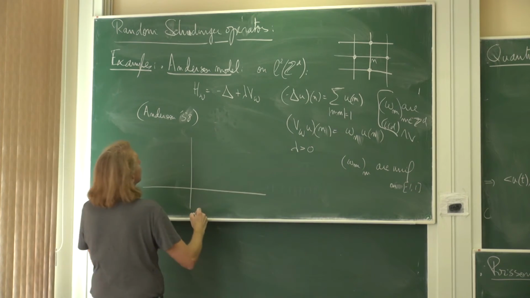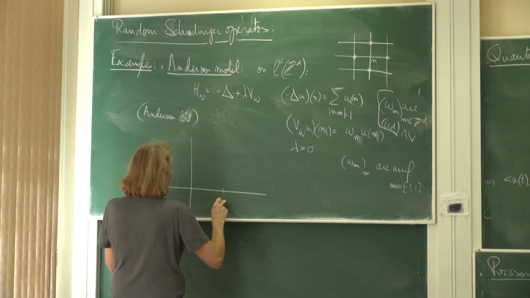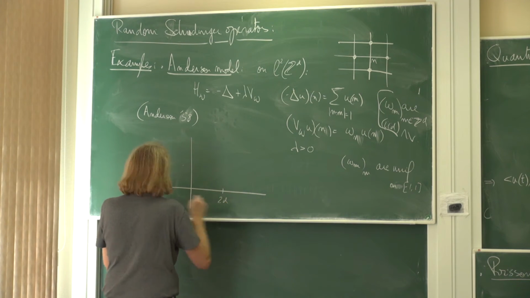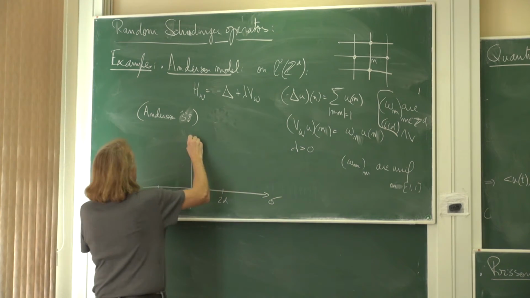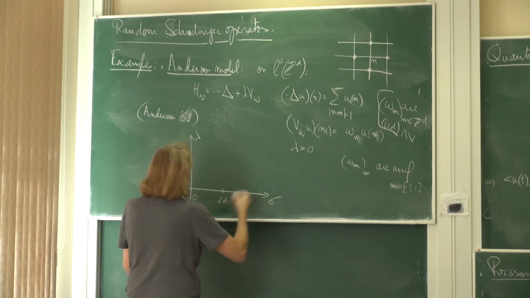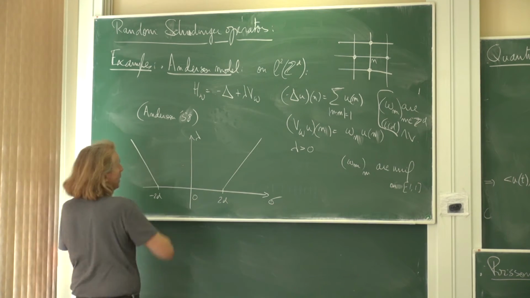Well, then you can do this scaling. You have minus 2D, 2D, 0. So that's the spectrum, and that's the lambda parameter. And I let lambda grow from 0. So you have a slope 1 here, slope -1 here.